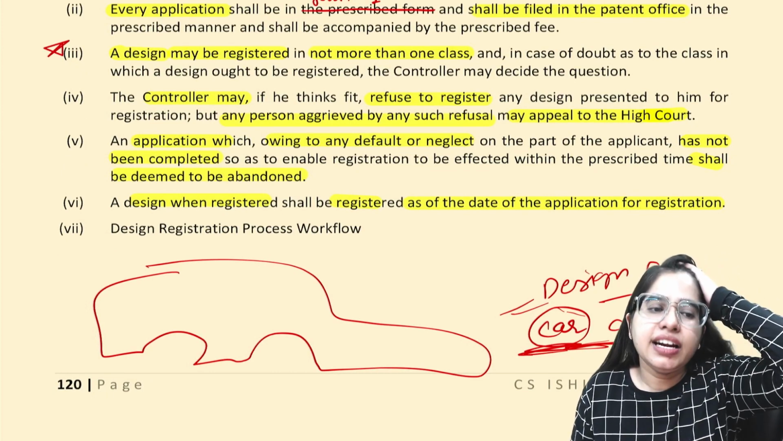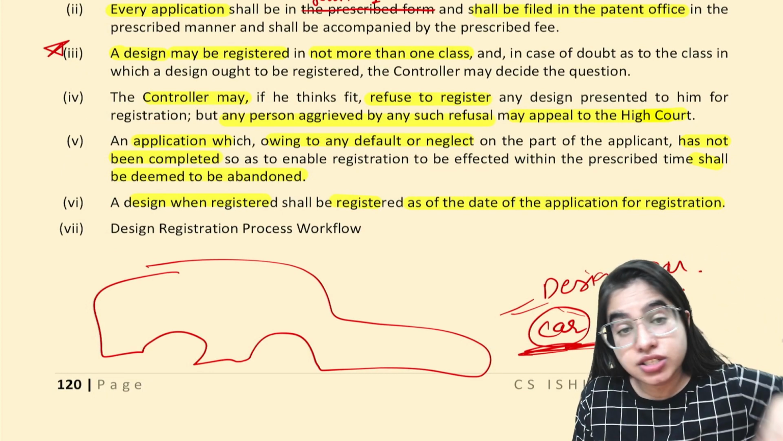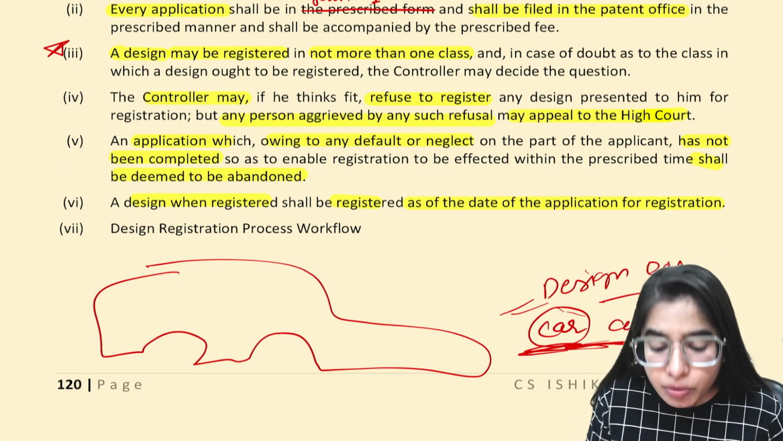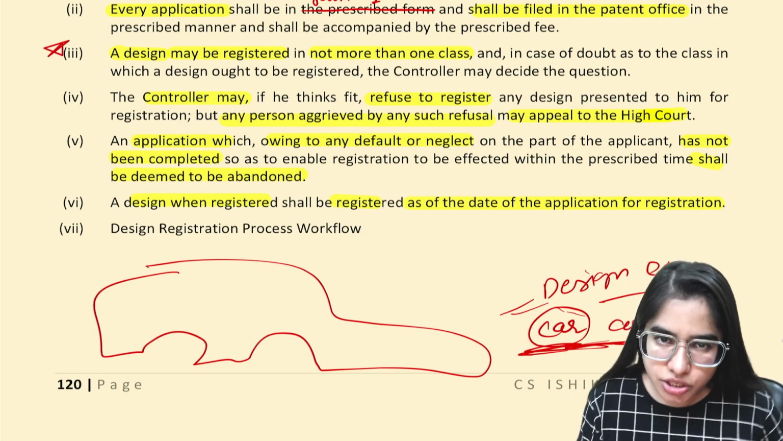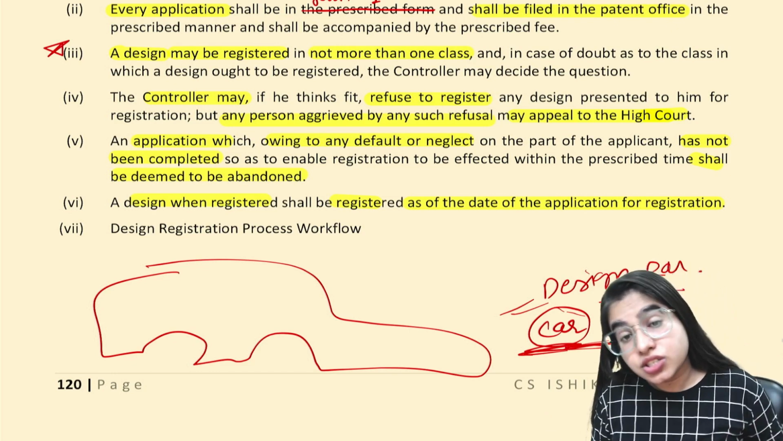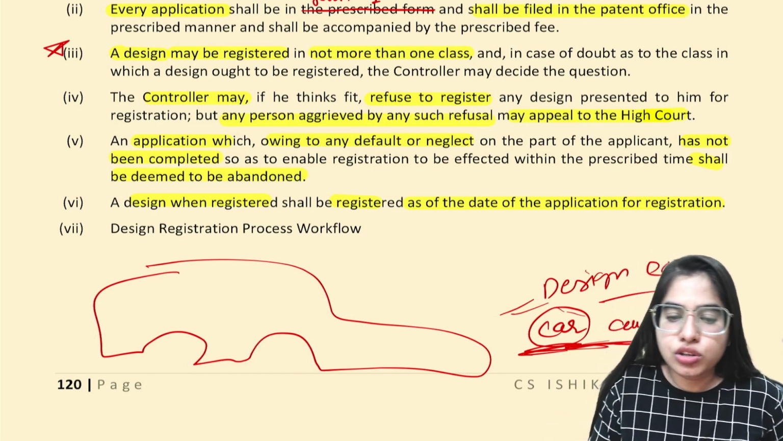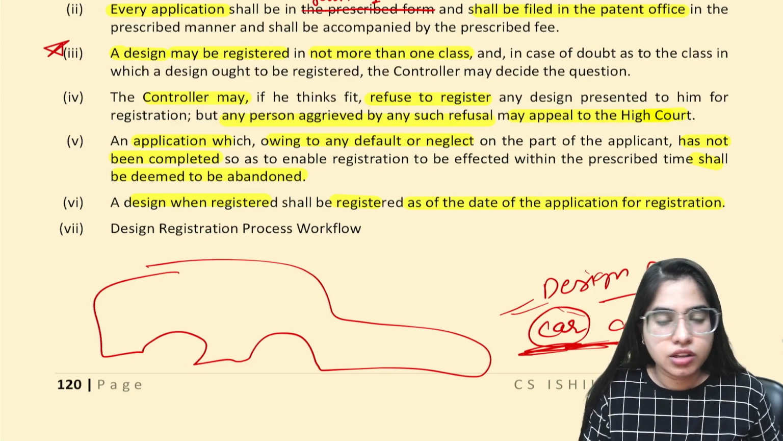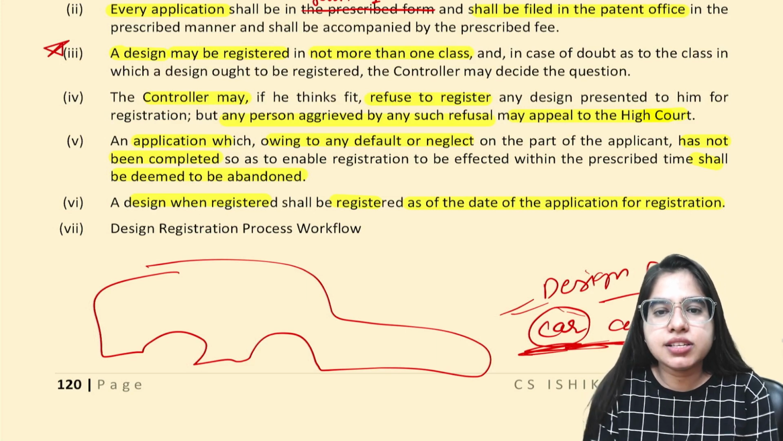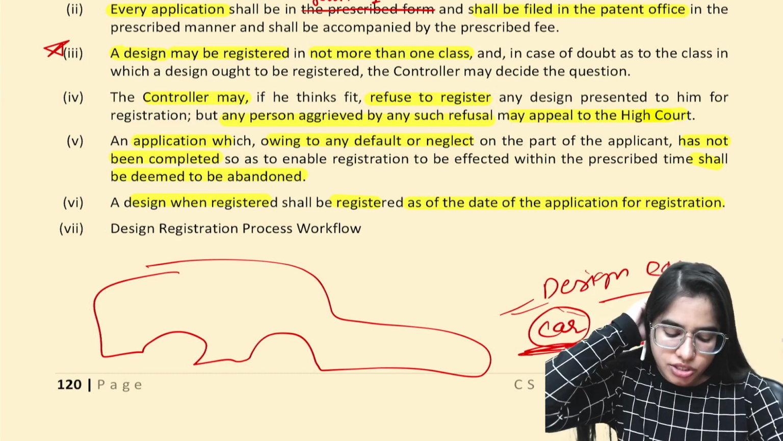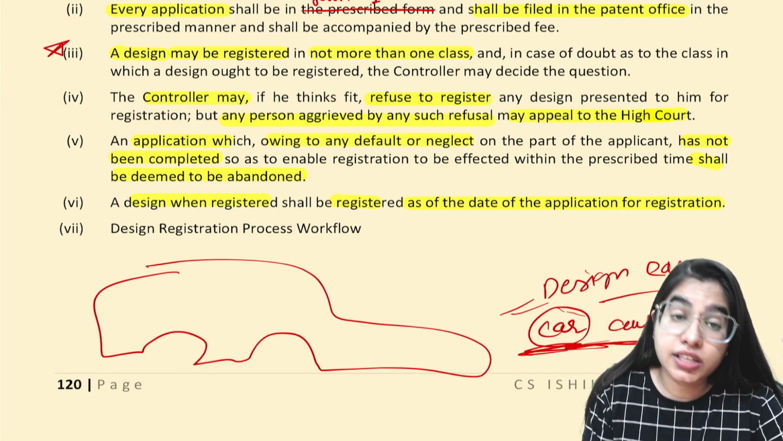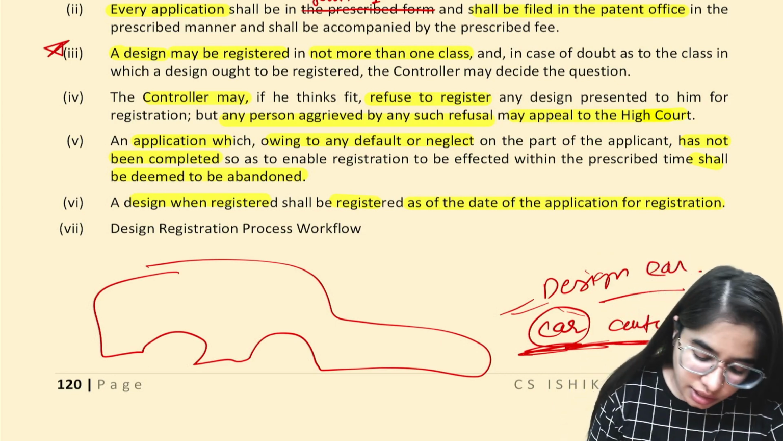Now, if inside that class multiple articles are there, can you register that for multiple articles? Yes, you can. For example, in the automobile category, you registered your design. Now, can you register your design for a car also, for a truck also, for a pickup also, for similar vehicle categories? Are you understanding? Yes, you can do that. You can register your design for multiple articles, but in the same class.